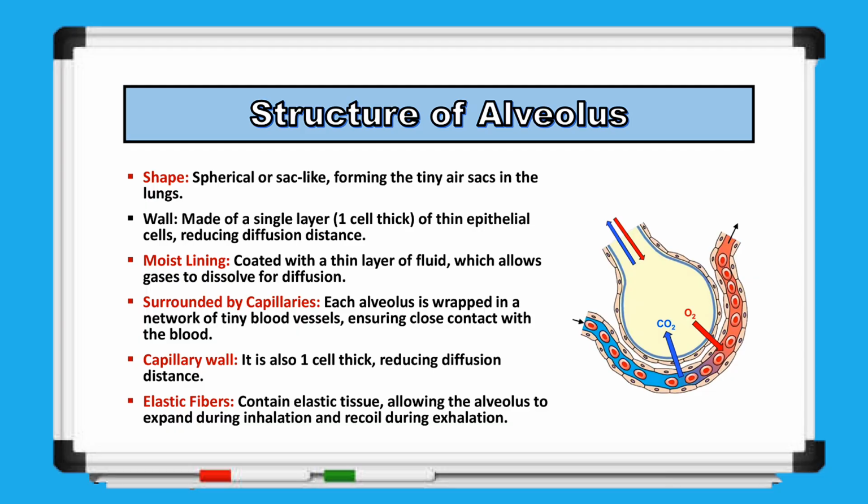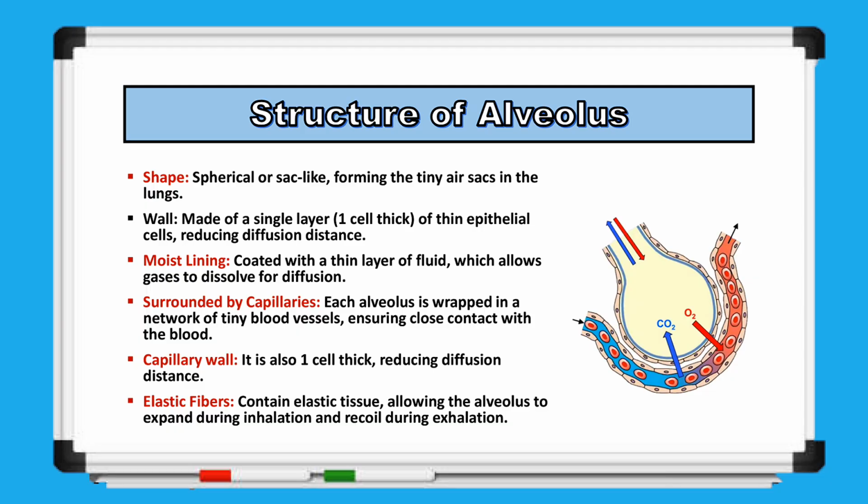The wall of the alveolus is extremely thin, made up of just a single layer of flat epithelial cells. This thinness is vital because it minimizes the distance that gases such as oxygen and carbon dioxide need to travel, allowing diffusion to occur rapidly between the air in the alveolus and the blood in the capillaries. The inside surface of each alveolus is covered with a thin moist lining. This moisture helps oxygen and carbon dioxide dissolve before they diffuse through the membrane, ensuring smooth and effective gas movement.